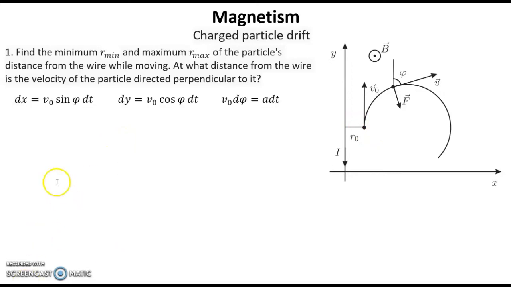So let's write equations connecting all these three variables. First obvious equation: dx equals v0 multiplied by sine phi and multiplied by dt. Second obvious equation: dy equals v0 cosine phi dt. And the last one is the change of our velocity. Because this particle is moving in a magnetic field, the speed of this particle is constant, and only the direction of velocity is changing.